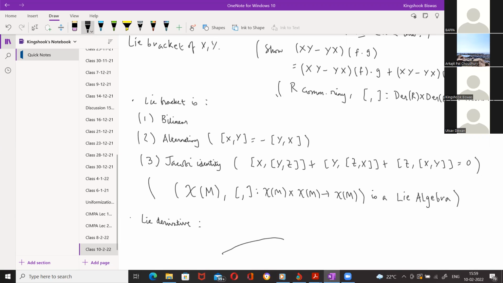So what I do is I take a point P, and let's say this is an integral curve of X.